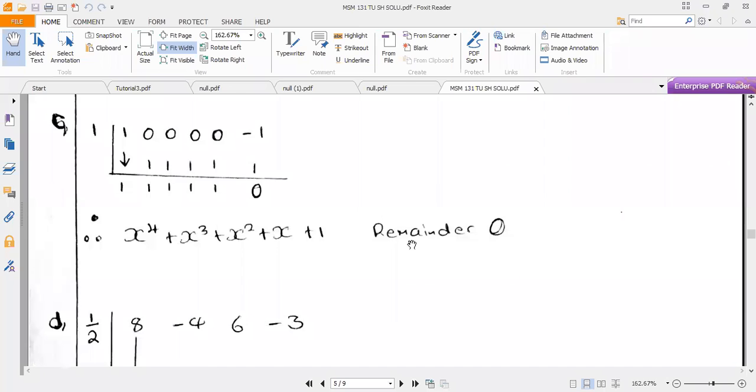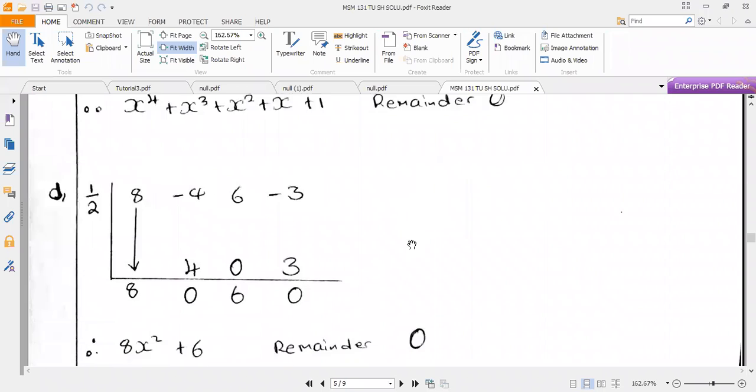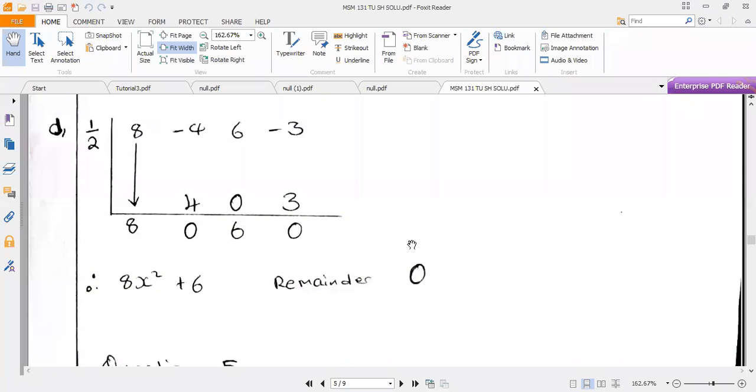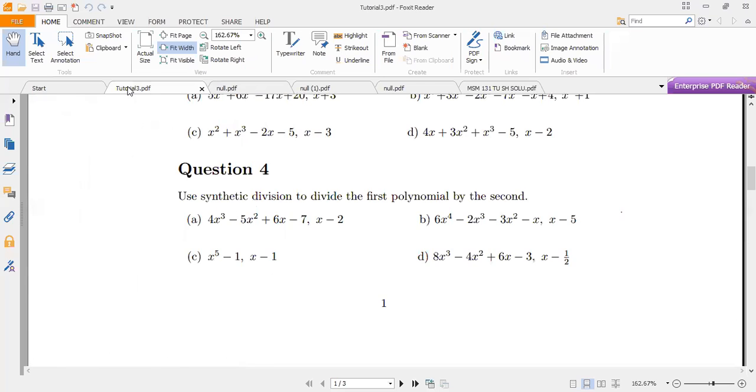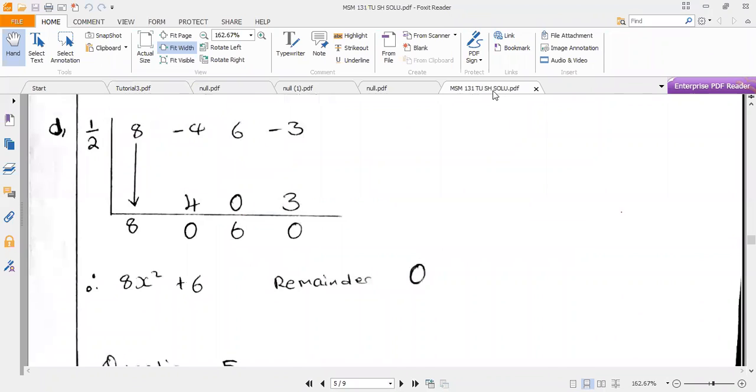Okay, let's move on. I'm sure there are no questions. So the next equation has 8x to the power 3 minus 4x squared plus 6x minus 3. Then we're dividing by x minus 1 over 2. In that case, x is equal to 1 over 2, which is x is equal to half.